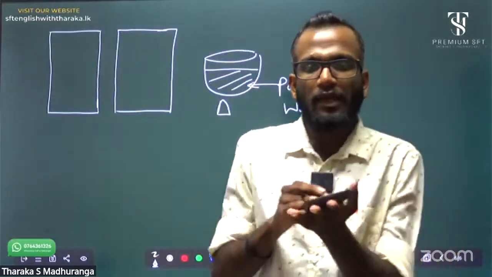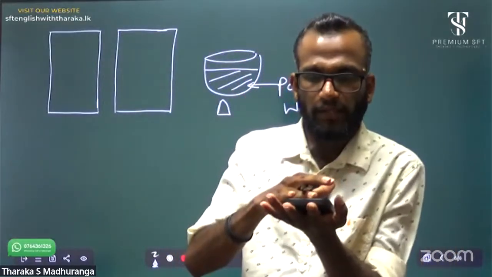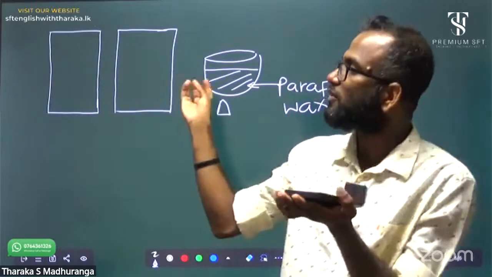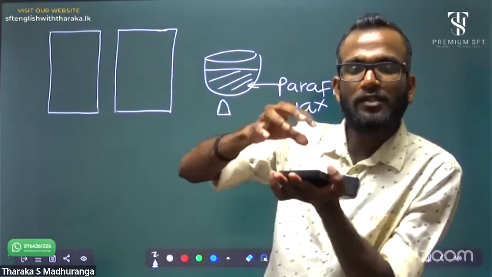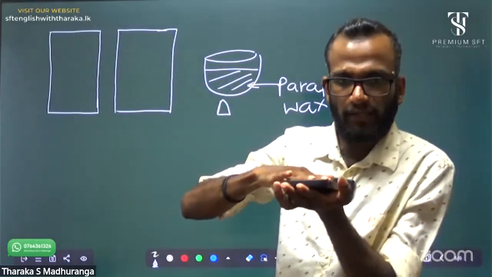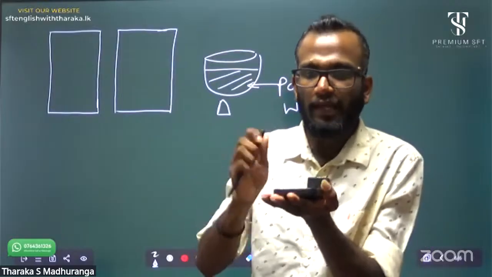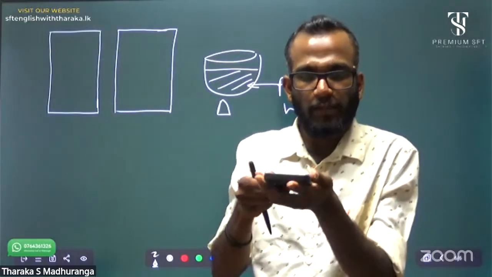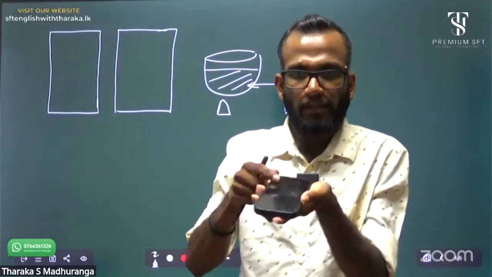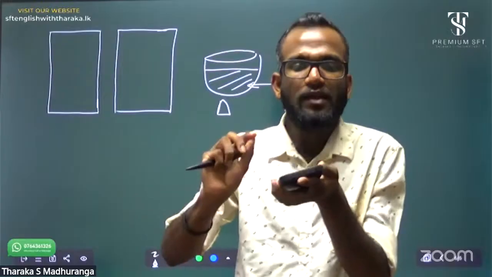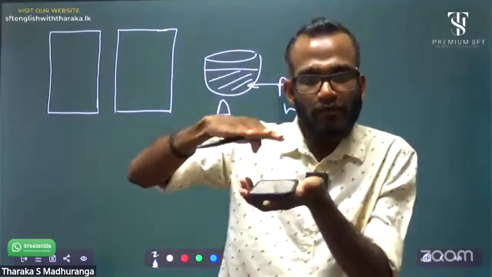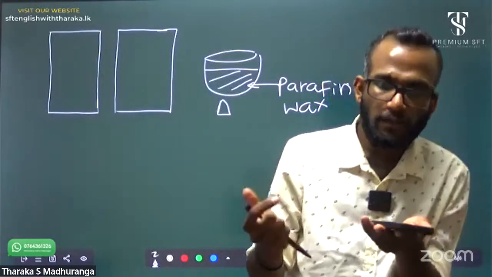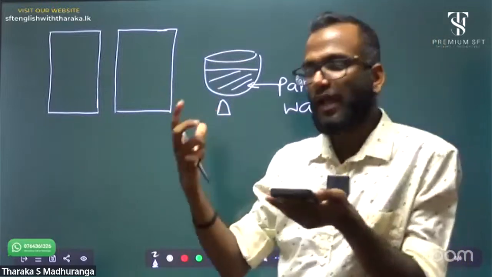Then you can get the first glass plate and add part of the melted paraffin wax onto this glass plate, and you can make a thin layer on it. This way you can create a very thin paraffin wax layer on the first glass plate. Understood up to now? Very simple. Just understand it as a practical.